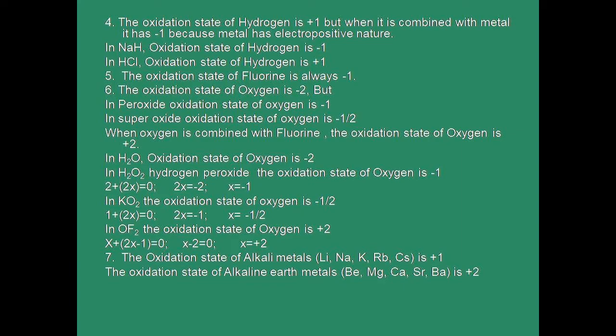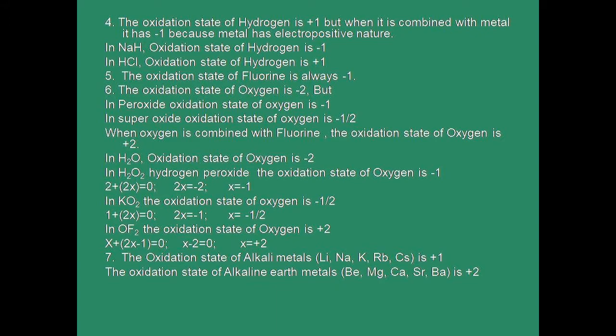In hydrogen peroxide, formula H2O2, the oxidation state of oxygen is -1. We are going to calculate whether oxygen is -1 or something else. See the calculation. In hydrogen peroxide, how many hydrogens are there? 2 hydrogens. So 2 into 1, that is 2, plus the oxygen we have to calculate, so 2 into x, 2x, is equal to 0. Why are we putting 0? Because H2O2 is a molecule, and the oxidation number for a molecule is 0. Now we get 2x equal to -2. Afterward, the x value we get is -1.